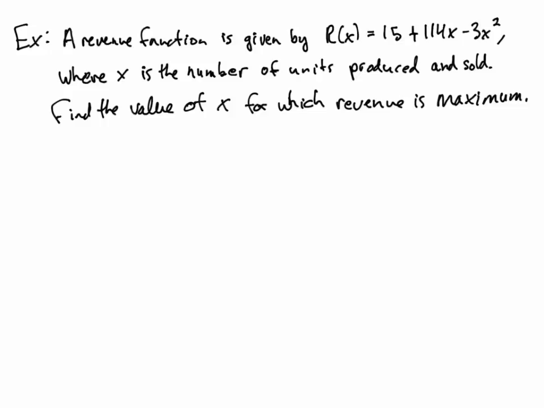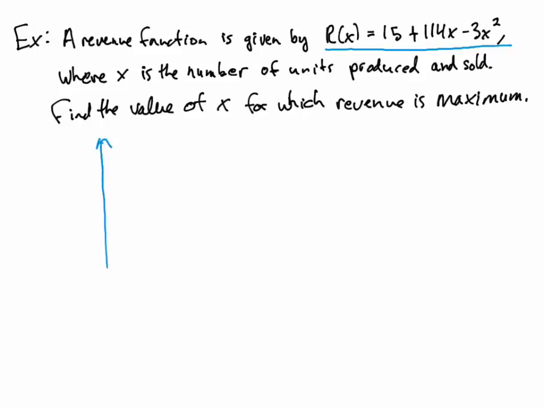And the last example tells us that a revenue function is given by r of x equals 15 plus 114x minus 3x squared, where x is the number of units produced and sold. Find the value of x for which revenue is maximum. So we want to take this revenue function, and we want to know for what input, x, this is going to be maximum.